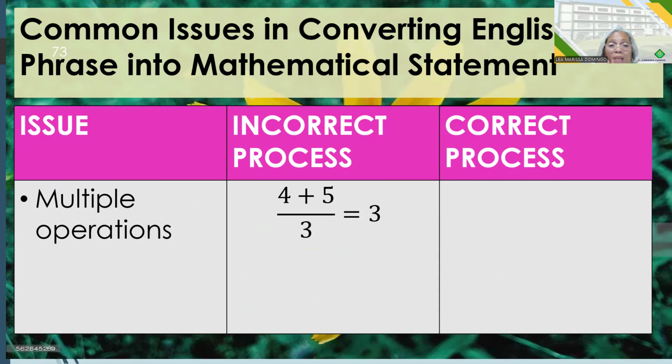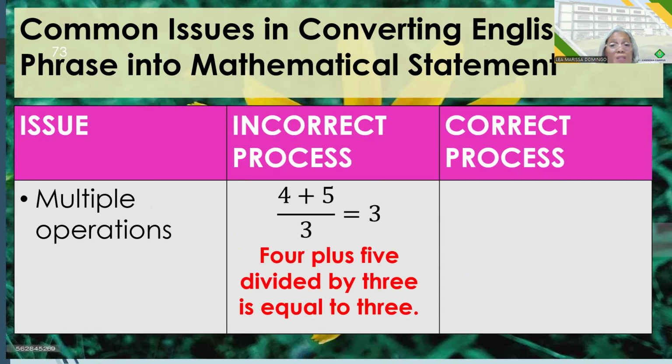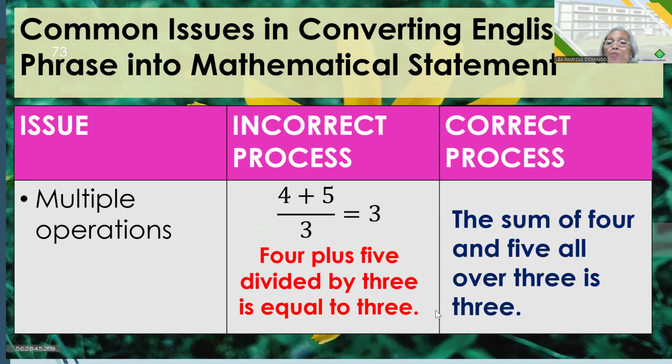And then multiple operations. Incorrect process, 4 plus 5 upon 3 equals 3. What are we saying? 4 plus 5 divided by 3 is equal to 3. There are so many operations, plus and divided by. So, what should we do? The sum of 4 and 5 all over 3 is 3. The only operation shown here is the division, 5 all over 3. So, instead of plus, you just say sum. The sum of 4 and 5 all over 3 is 3.